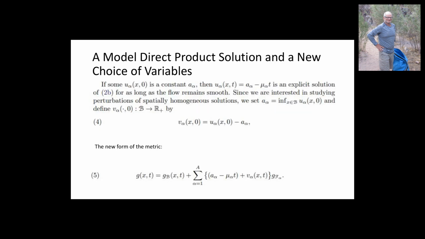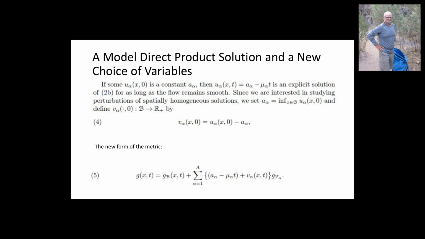So we have these special sets of metrics, these products of the base manifold and the fibers. There are particular direct product solutions, and this will be very important as we go. So let me point these out.